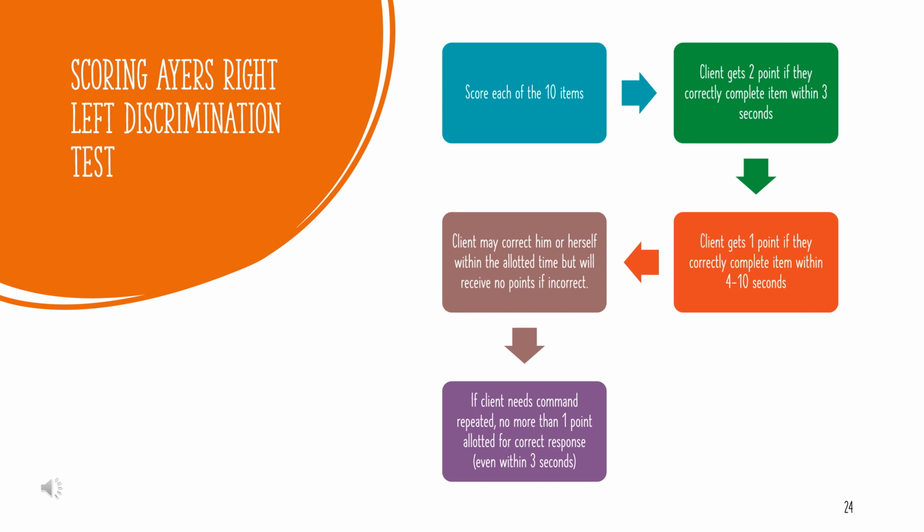Now, to score Ayer's right-left discrimination test, you're going to score each of the 10 items. A client will receive 2 points if they correctly complete an item within 3 seconds. A client will receive 1 point if they correctly complete an item within 4 to 10 seconds, but no more than 10 seconds. A client may correct him or herself within that allotted 10 seconds, but will receive no points if they remain incorrect. A client may have a command repeated 1 time, but no more than 1 point may be allotted for a correct response, even if that response is within 3 seconds.